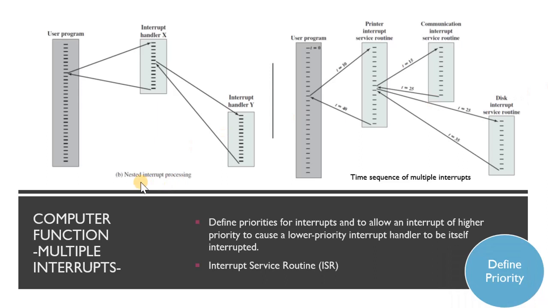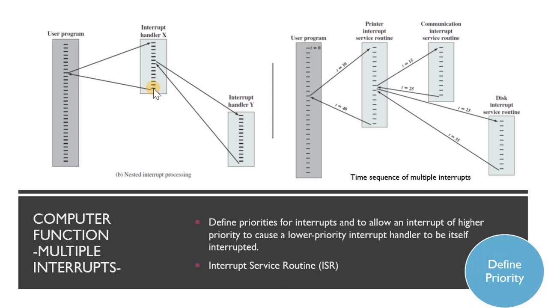The example is the nested interrupt processing. So here we have the user program, and we have interrupt handler X and interrupt handler Y. When the user program executes and it requests an interrupt, it will go to the interrupt handler. And this one will not execute interrupt handler X until the end, like the disable interrupts or the sequential interrupt processing.